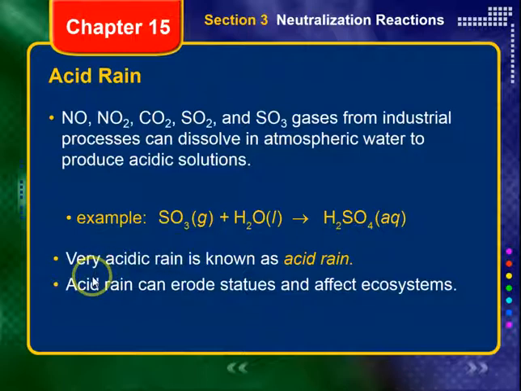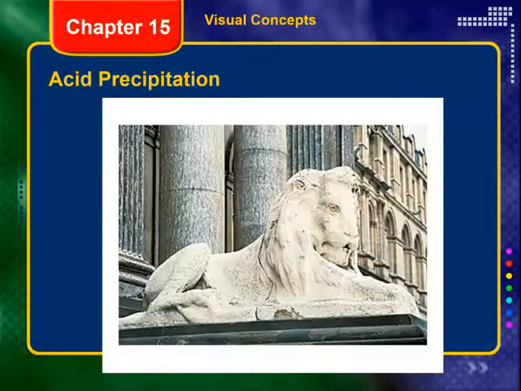Any rain that has a high concentration of this, which again is relative, is called acid rain. And acid rain can erode statues and affect entire ecosystems. So here you have this beautiful marble statue that's hundreds of years old. When exposed to acid, that marble is going to break down and slough off, and it's going to ruin these ancient statues. If you've heard about acid rain, it's a very big deal, and it's actually more common than you might think.